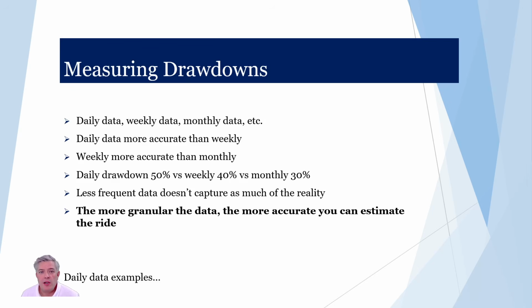So in terms of measuring drawdowns, you can use daily data, weekly data, monthly data. A lot of times it depends what's available, but daily data is going to be more accurate than weekly. Weekly is going to be more accurate than monthly. For example, daily data might pick up a 50% drawdown where weekly might show 40% and monthly might show 30%. The point here is that the less frequent data doesn't capture as much because it doesn't capture every day in between. And the more granular the data, the more accurate you can estimate the drawdown and therefore the ride that you're going to experience when you do the investing or trading.